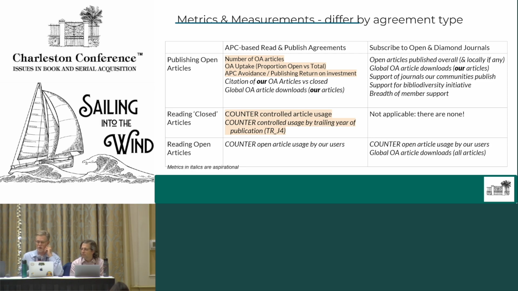As for our open article reading by our users, we could measure that, but since it only captures some of that usage, since some happens outside the IP range and it isn't an exclusive benefit, we haven't. Well, there are many varieties of beans to count on the read and publish side. The beans are much more elusive on the subscribe to open and Diamond Journal side. And in some cases, they aren't even really our beans.